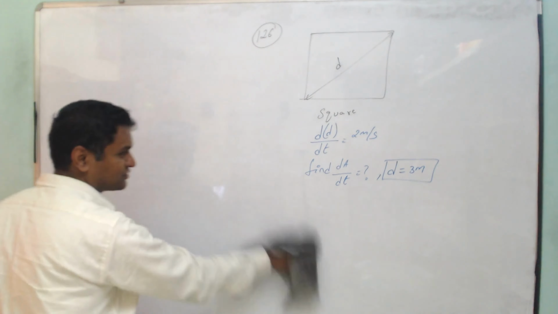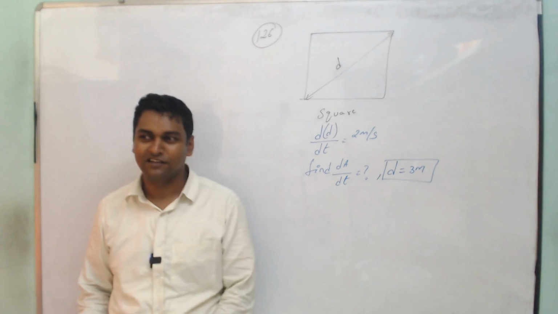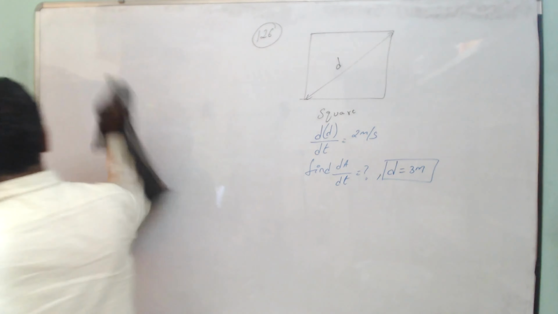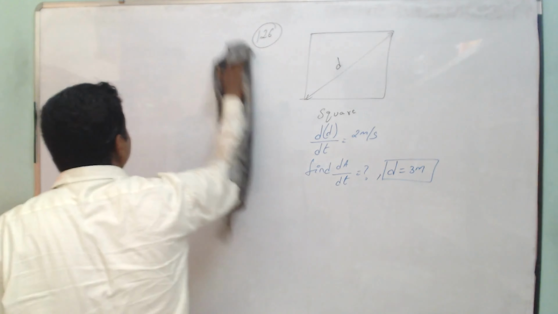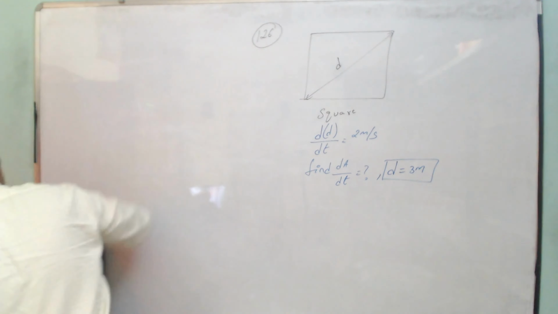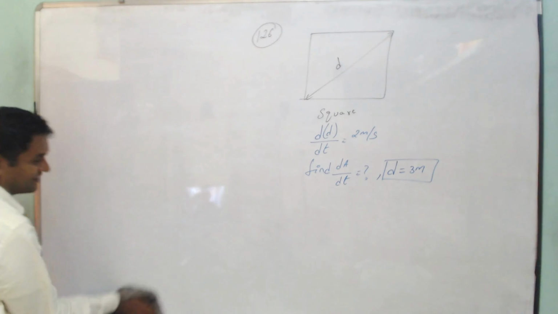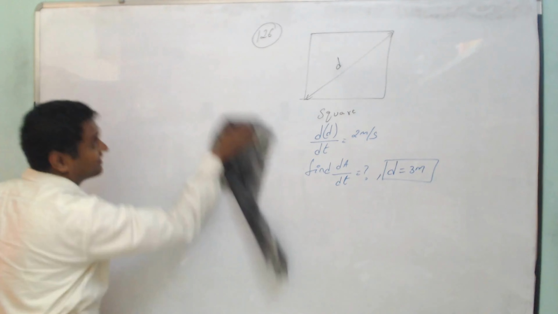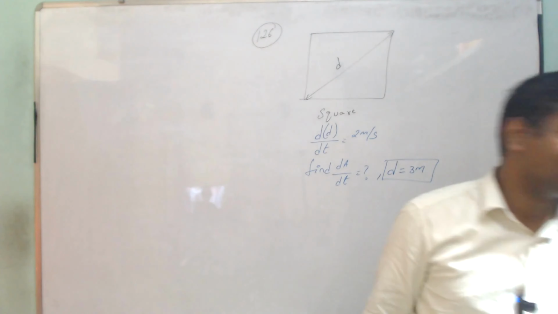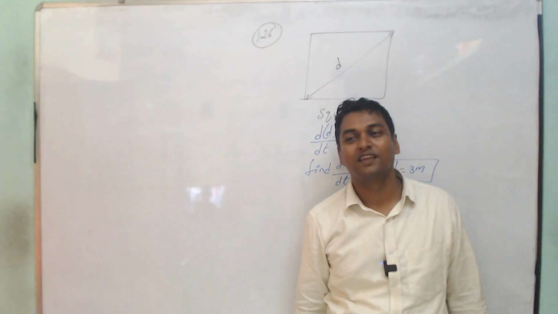s square plus s square is s to the power 4. It's 2s square, never mind. Okay, so d square is equal to 2s square, so d is root 2s.